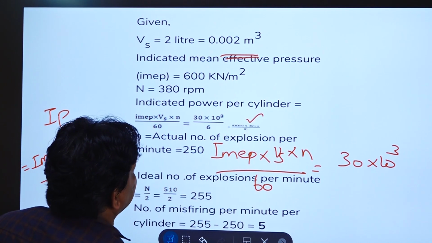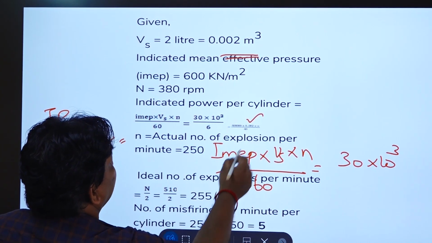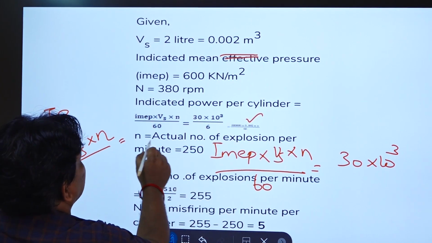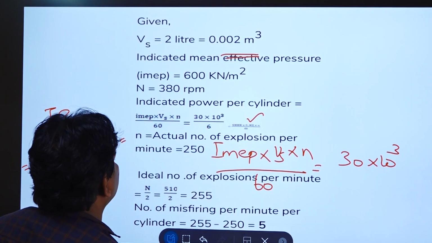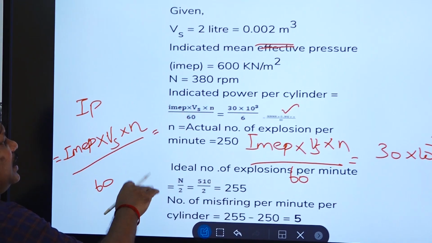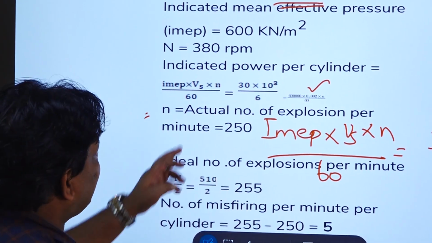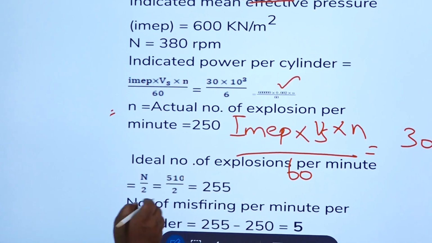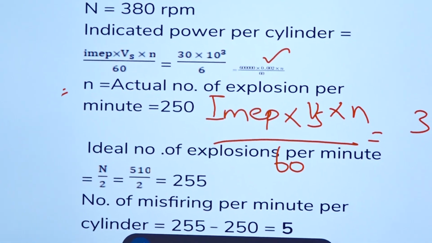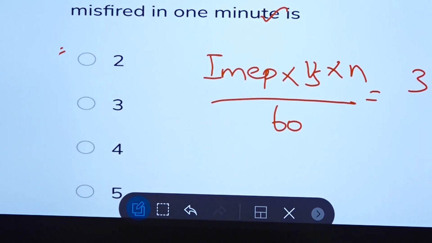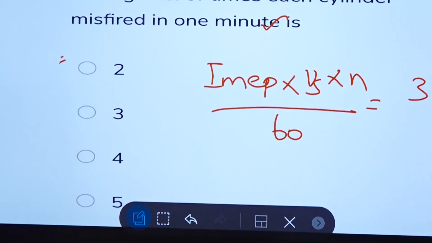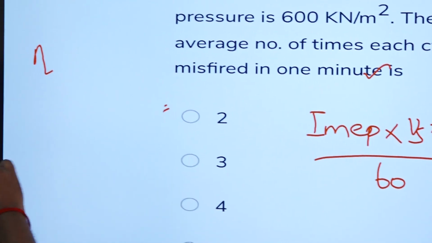So 0.002 into N divided by 60. Here N is nothing but the actual number of explosions per minute. It is not the number of cylinders. So you have to find this actual number of explosions per minute. This is N.